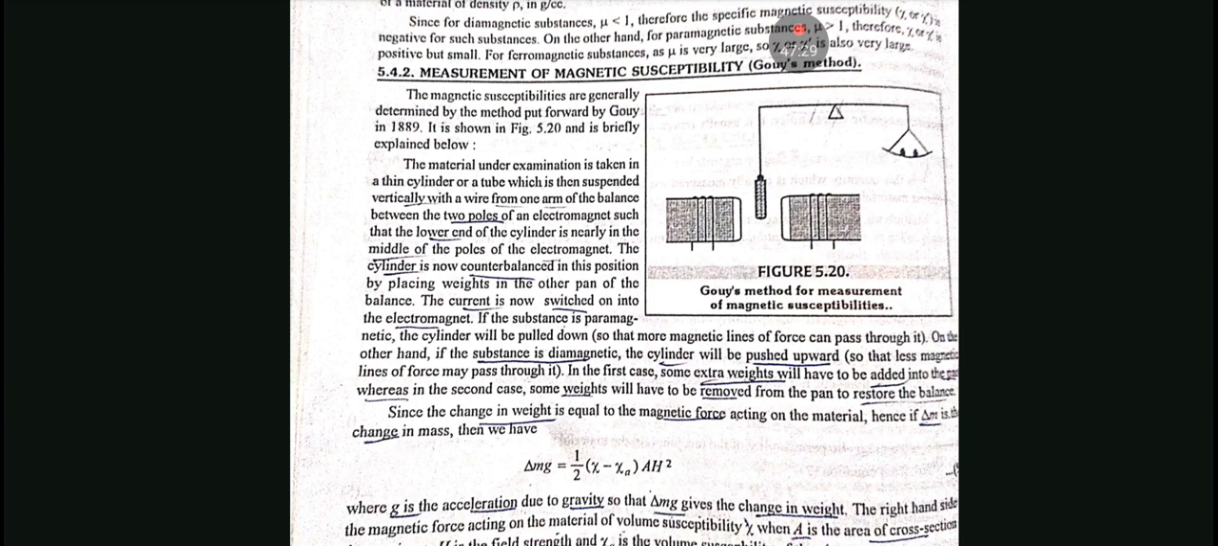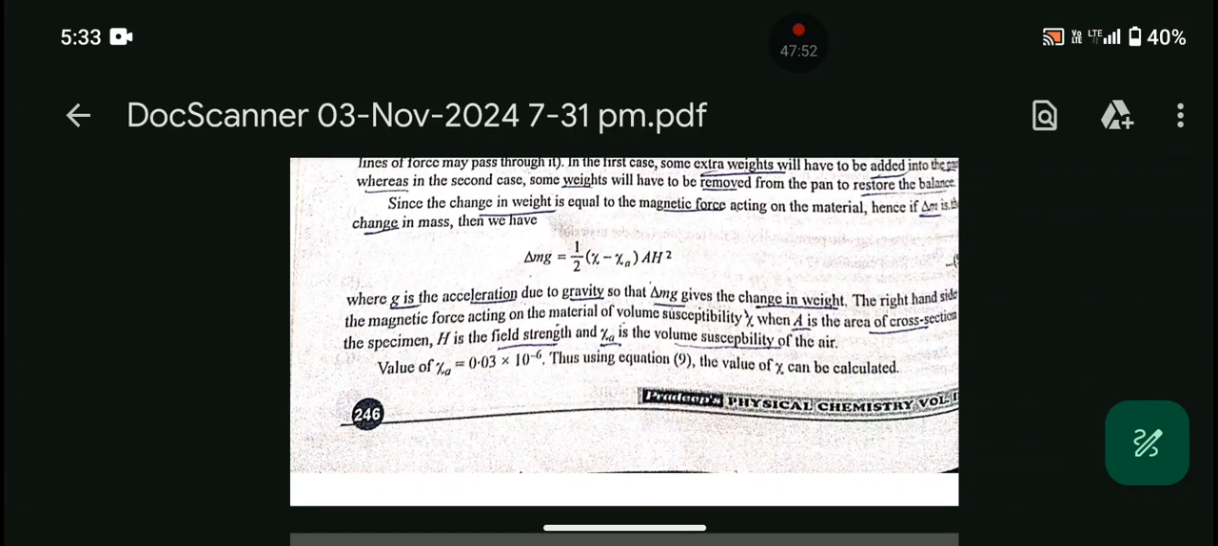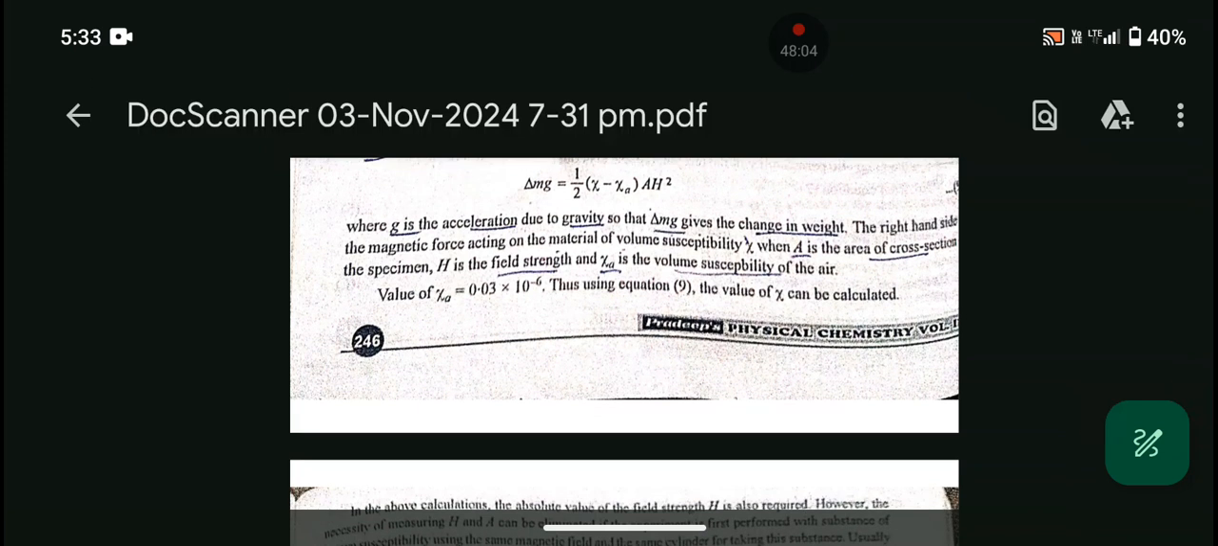Since the change in weight is equal to the magnetic force acting on the material, Δm g = ½ (χ − χ_a) A H², where g is the acceleration due to gravity and Δm g gives the change in weight. The right-hand side is the magnetic force acting on the material of volume susceptibility χ, where A is the area of cross section of the specimen, H is the field strength, and χ_a is the volume susceptibility of air. The value of χ_a is 0.03 × 10^-6. Using equation 9, the value of ξ can be calculated.